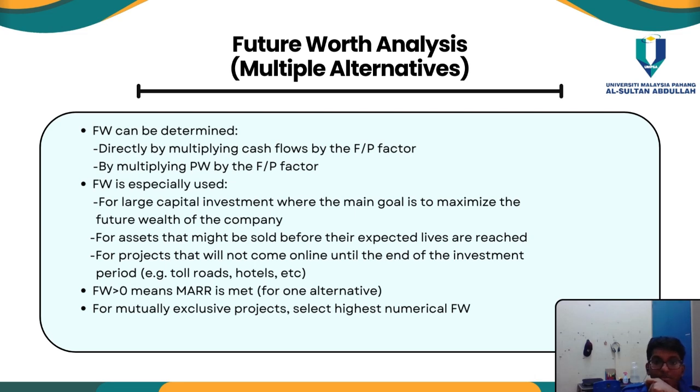It is used for assets that might be sold before the expected lives are reached, and for projects that will not be coming online until the end of the investment, such as toll roads, hotels, and so on. We are targeting to have FW more than 0, meaning the MARR, as I said before, has been met. But this is for one alternative. This kind of future worth analysis is more towards mutually exclusive projects, where we have to select the highest numerical future worth. With all that said, thank you.